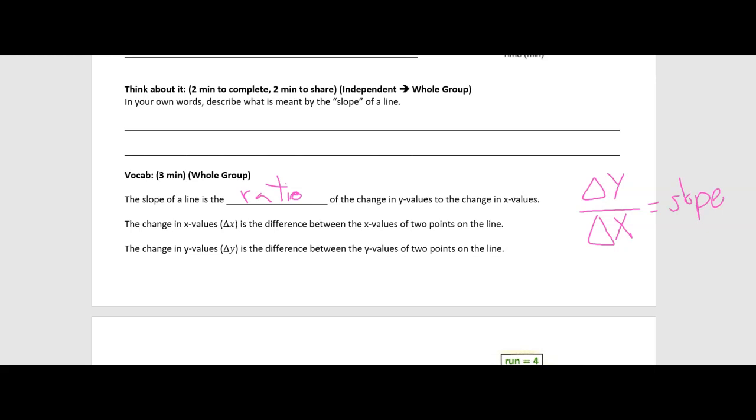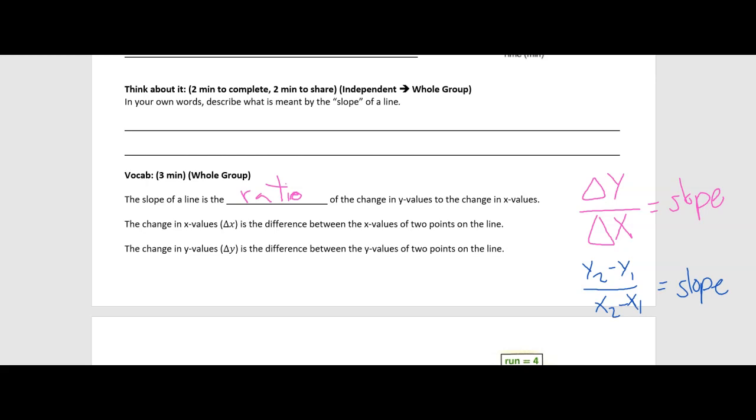The change in x values is the difference between the x values of 2 points on a line, and the change in y values is the difference between the y values of 2 points on the line. So we could actually rewrite this into something that you have probably certainly seen, where we have y2 minus y1 all over x2 minus x1.